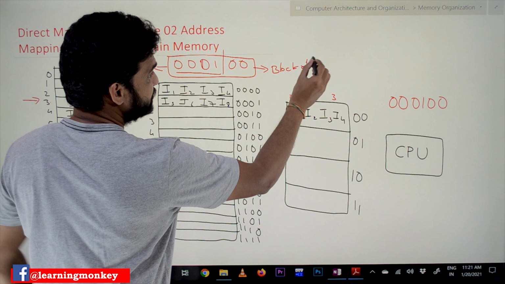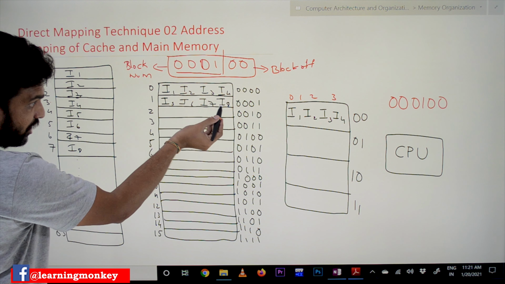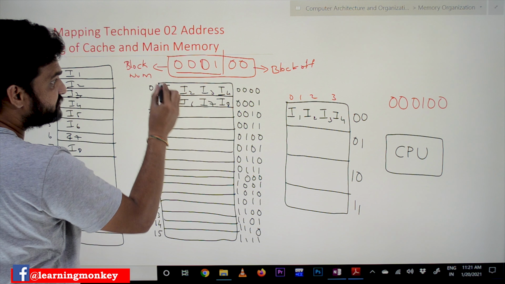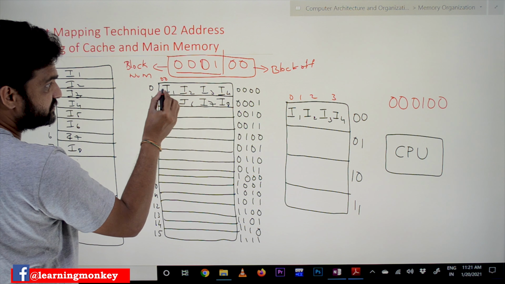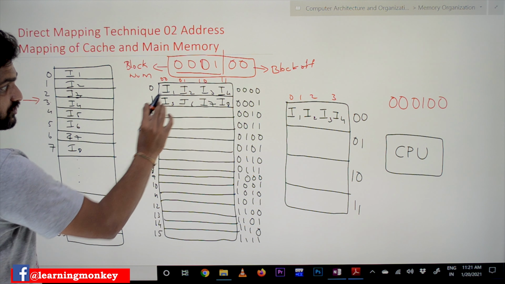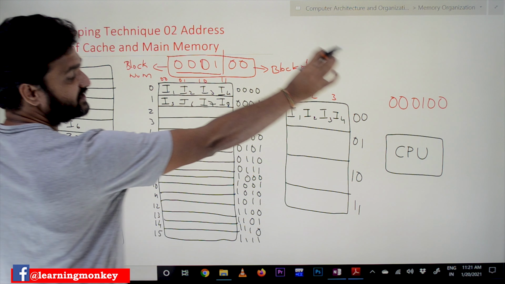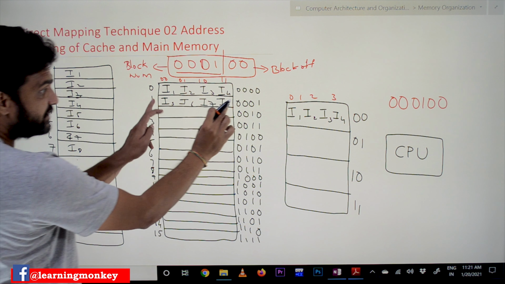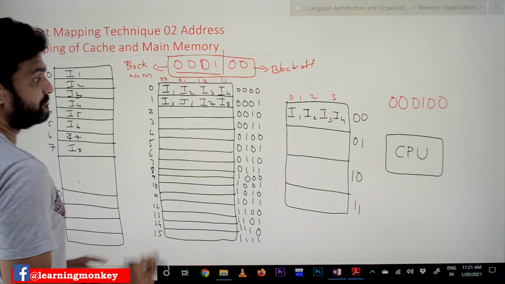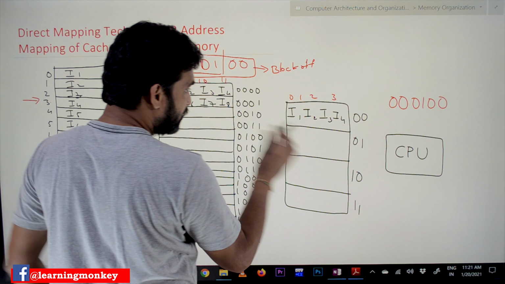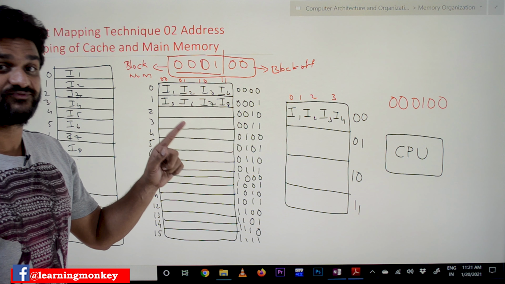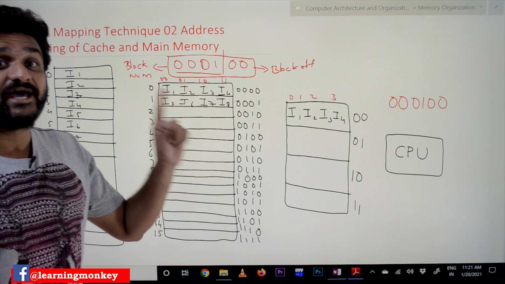The block offset tells us, out of these 4 words, which word has to be selected. The block offset says it is 00. So this is 00, this is 01, 10 and 11. This instruction 5 will be transferred to the CPU, and this entire memory block will get transferred onto the cache memory. Where it has to be transferred is defined by the direct mapping.